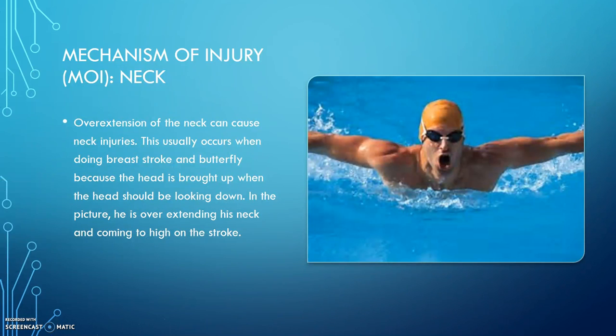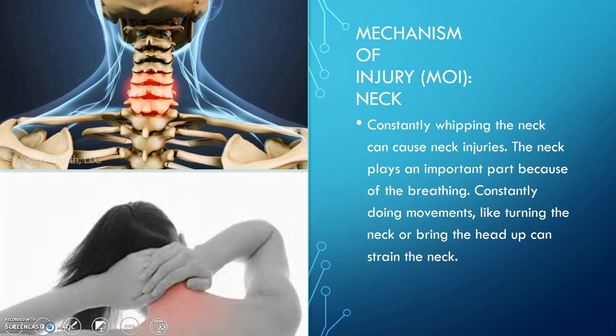Mechanism of the neck. Overextending the neck can cause neck injuries. This usually occurs in breaststroke and butterfly. Like I said, you have to bring your head up and then bring it back down. So then that causes a lot of different neck movements that we are not used to. Constantly whipping the neck can cause neck injuries. The neck plays an important part of breathing in the sport of swimming, so constantly breathing and doing these movements will cause your neck to hurt.